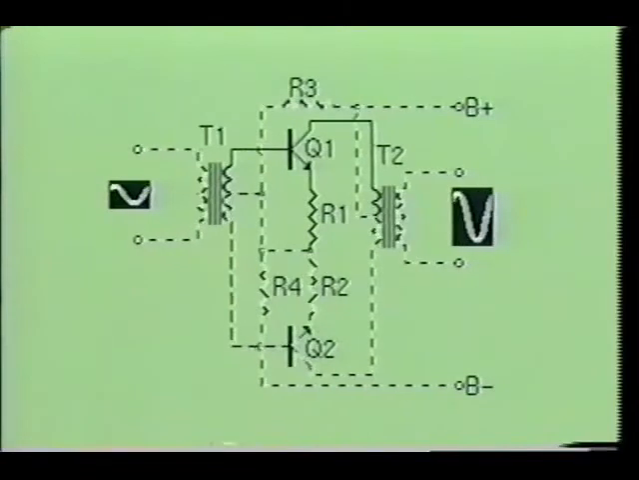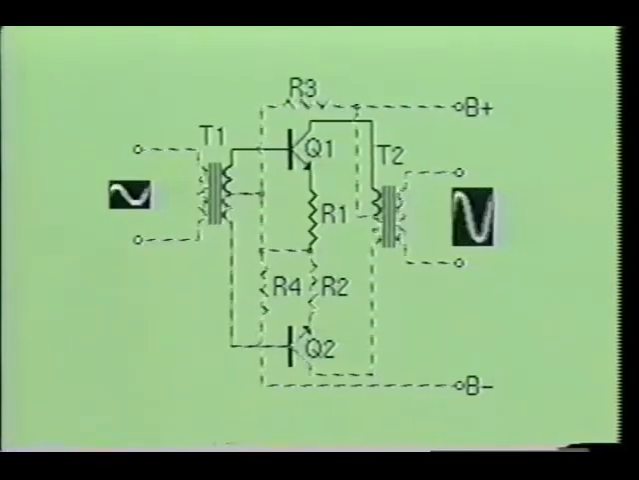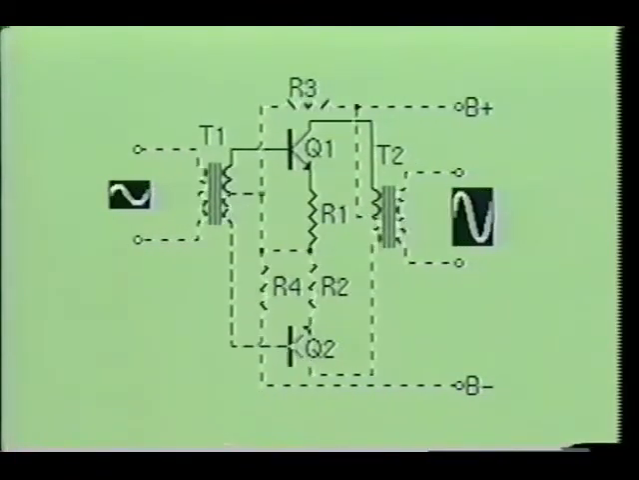As you can see, when the current through one transistor increases, the current through the other transistor will decrease. The increasing magnetic field produced in one half of the output transformer is aided by the decreasing magnetic field produced in the other half of the transformer. This gives the effect of one transistor pushing while the other transistor is pulling.